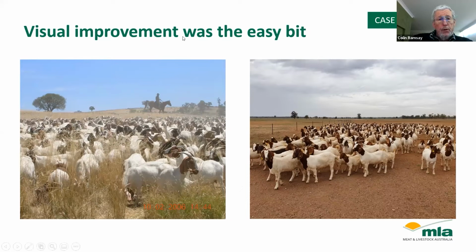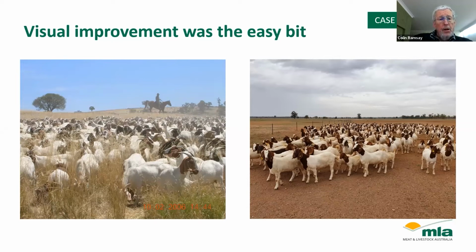The first thing to point out is that when you start crossing up, you seem to make progress very, very rapidly. And the reason for that is that the visual appearance of an animal, of your herd, changes extremely fast. So in a couple of years, you can transform a rangeland herd, if that's what you start with, into whatever phenotype you've decided to go with.